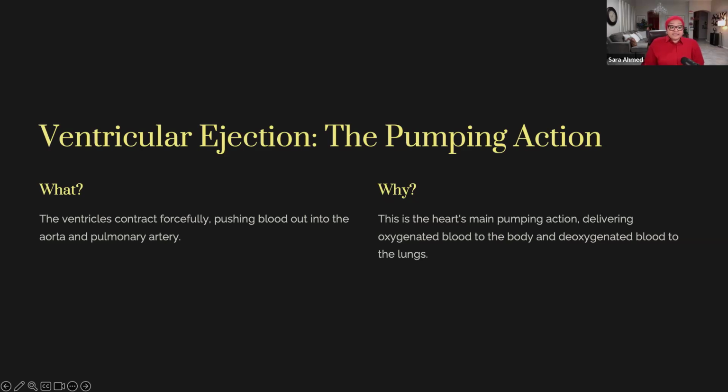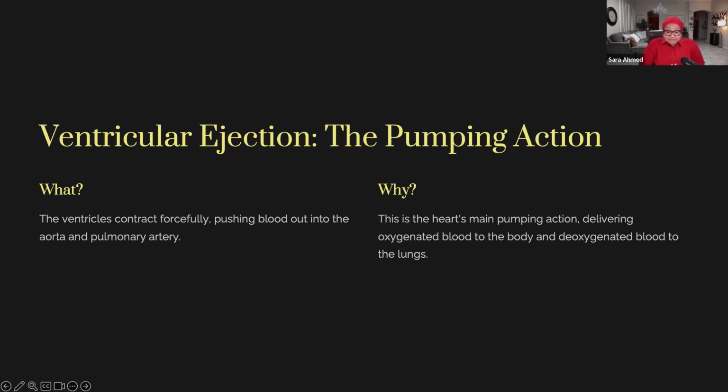This is the phase that leads to the next phase, which is the ventricular ejection. Ventricular ejection happens when forceful movement of the blood out of the ventricles into the great arteries happens. And this is where the money is. This is the main event that we are waiting for. Blood moving out of the heart, going to where it needs to be.